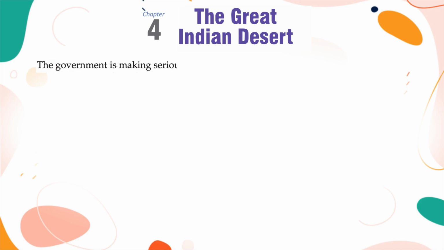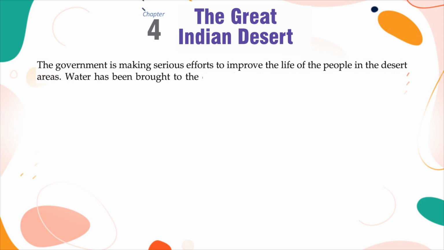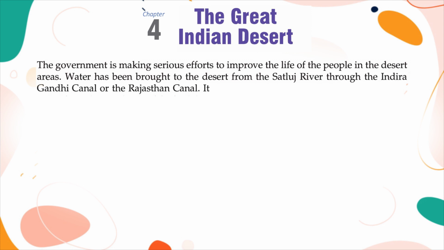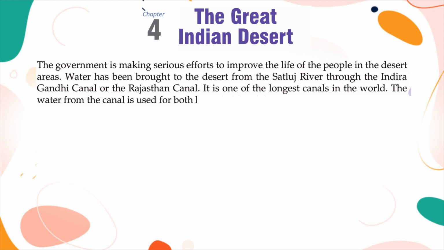The government is making serious efforts to improve the life of the people in the desert areas. Water has been brought to the desert from the Satluj River through the Indira Gandhi Canal or the Rajasthan Canal. It is one of the longest canals in the world. The water from the canal is used for both household and farming activities.